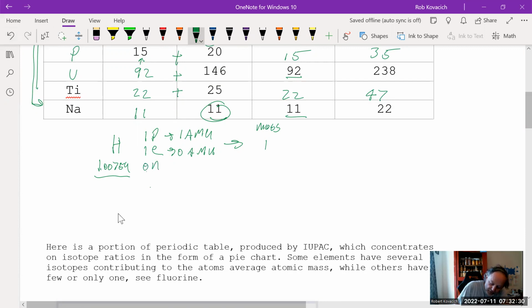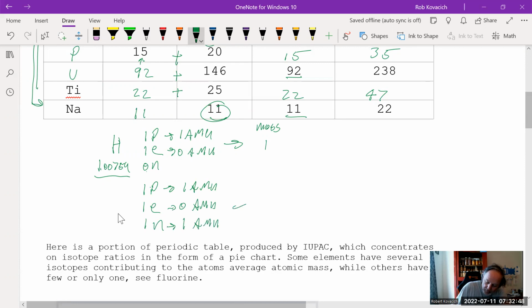Okay, so there's another version of hydrogen out there with 1 proton. And if it's got 1 proton, it's hydrogen. It's got 1 electron, it's hydrogen. And this one also has 1 neutron. So we're looking at 1 AMU, 0 AMU, and 1 AMU.